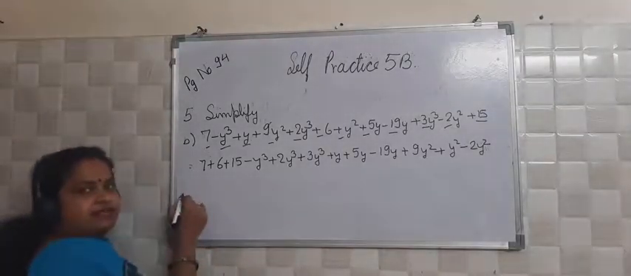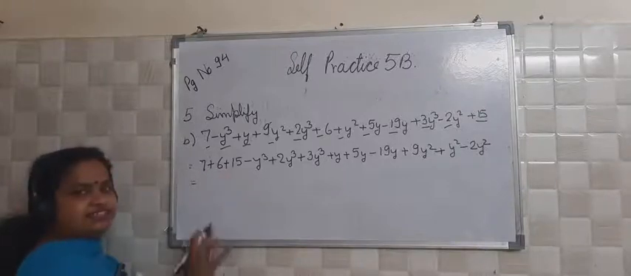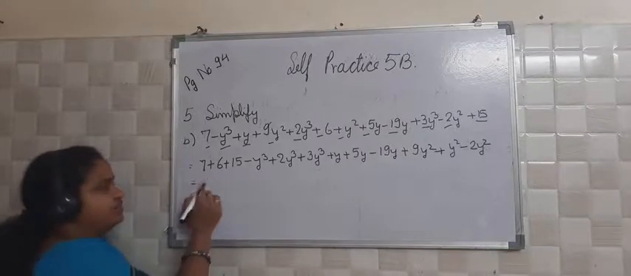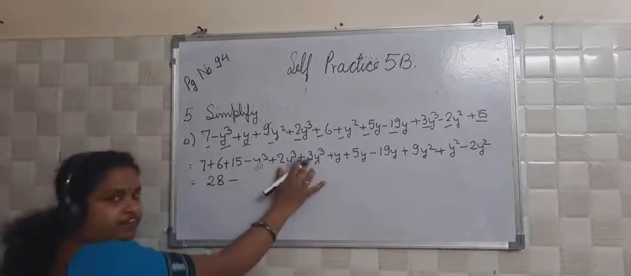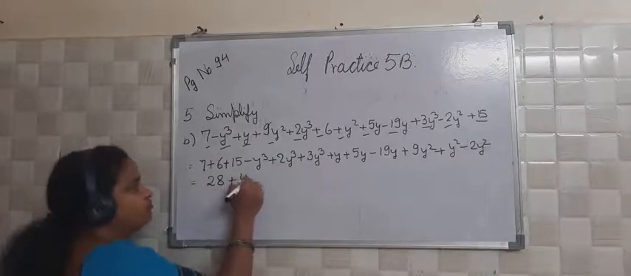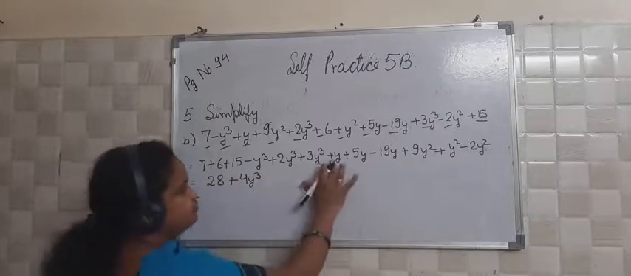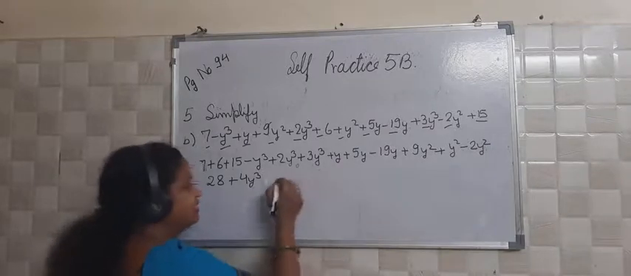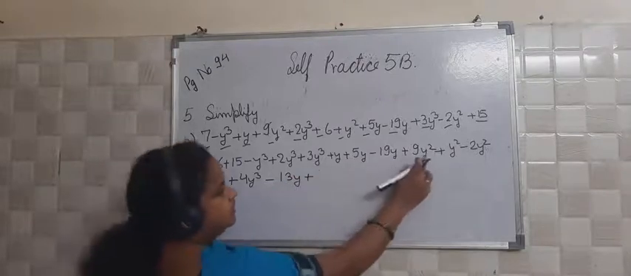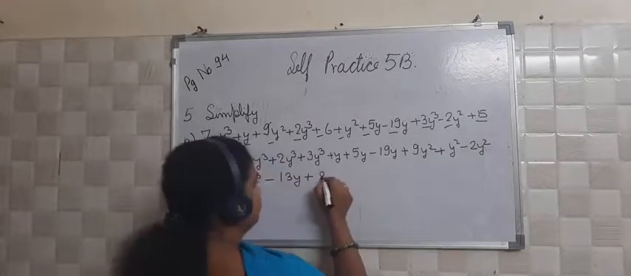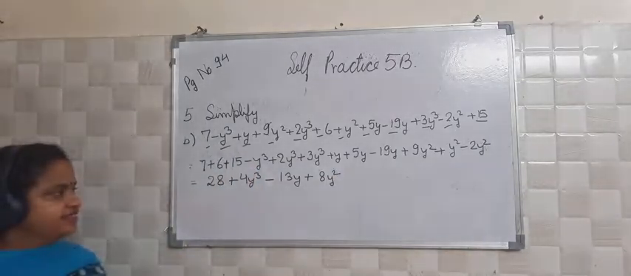Now see, 7 plus 6 plus 15. How much will you get? 7 plus 6 is 13, and 13 plus 15 is 28. Minus 2 plus 3 is 5, and 5 minus 1 is 4y cube. Plus 5 plus 1 is 6, and 19 minus 6 is minus 13y. Plus 9 plus 10, and 10 minus 2 is 8y square. Okay, and this will come.